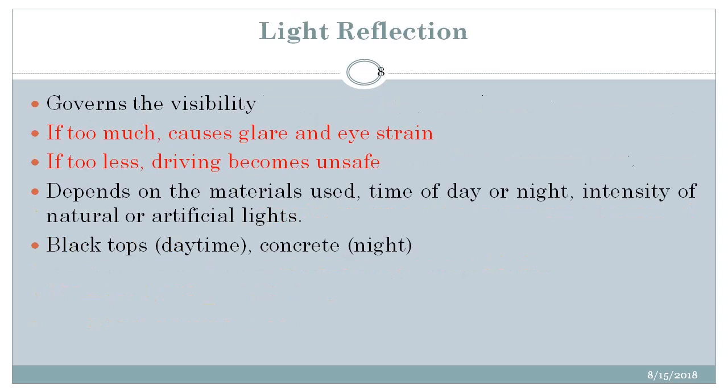Light reflection. 1. It governs the visibility. 2. If too much, causes glare and eye strain. If too less, driving becomes unsafe. 3. It depends on the materials used, time of day or night, intensity of natural or artificial lights. 4. Black tops, daytime, concrete, night.